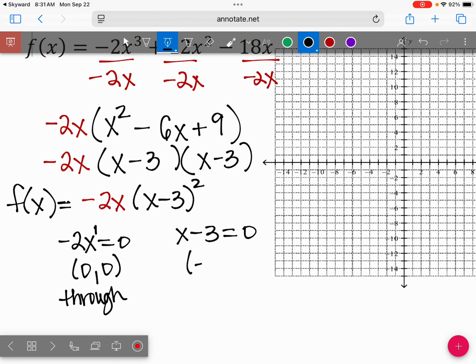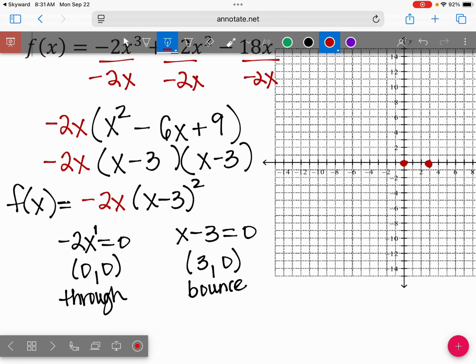But positive 3, 0, that's an even multiplicity because this is a squared factor. It's going to bounce. So when you put those 2 points down, 0, 3, what's my one number that I'm going to substitute in for my midpoint? In the middle, you're always looking in the middle of your zeros.